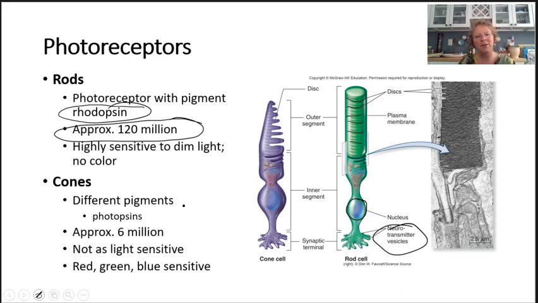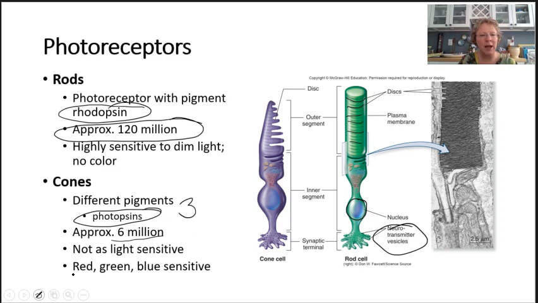Cones, there are different pigments. They're similar to rhodopsin, but they respond to different light ranges, different colors. So we're going to call them photopsins here. Humans have 3. Different vertebrates may have more than 3. I'm jealous. And in our retina, we have about 6 million. They're all located in our focal point, which is the fovea. A cone is not as light sensitive, so they don't respond well in dim light levels. It's why at dusk, you don't see colors as well as you see shapes.